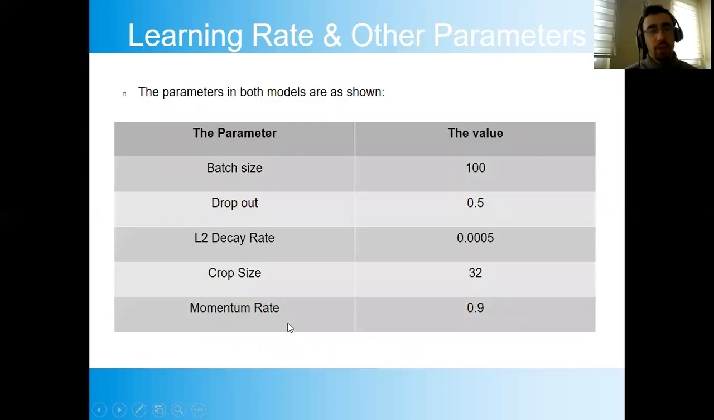Let's go ahead and check. Let's see first the other parameters. The batch size was fixed in both models to 100. The dropout was 0.5 in both models. The L2 decay rate was 0.0005. The crop size is 32. The momentum rate for the optimizer is 0.9. These are the other fixed parameters.